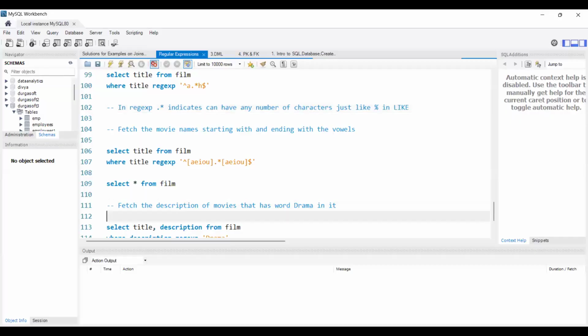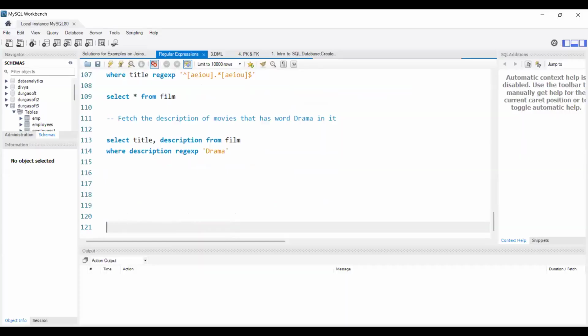Okay, and we were discussing regular expressions yesterday, right? We are not done with that concept. We were left with one more function. Let's finish it off first.